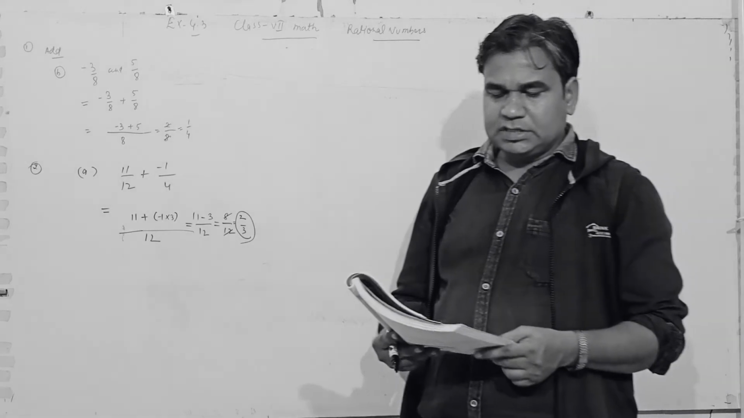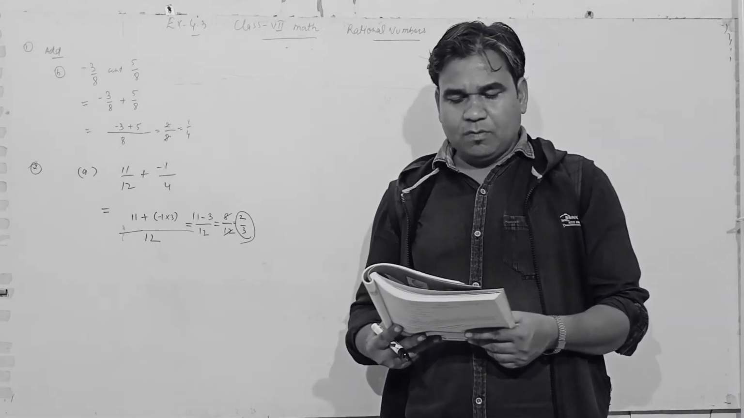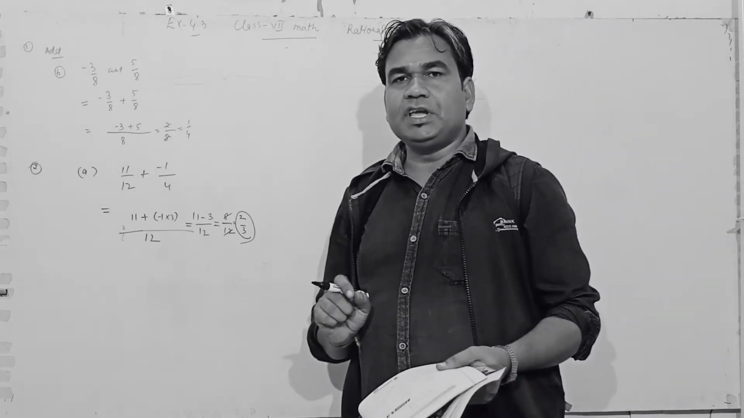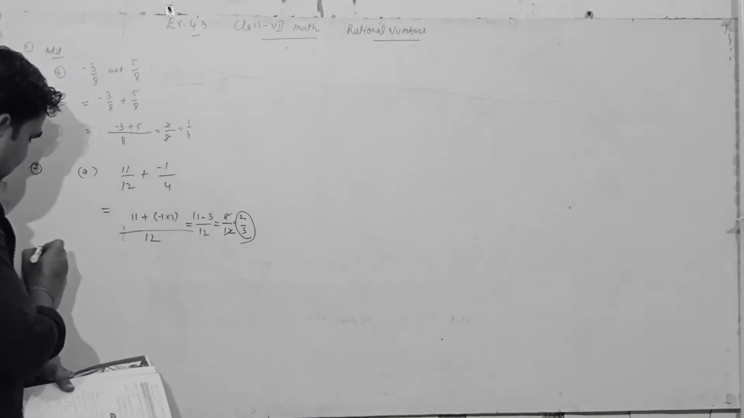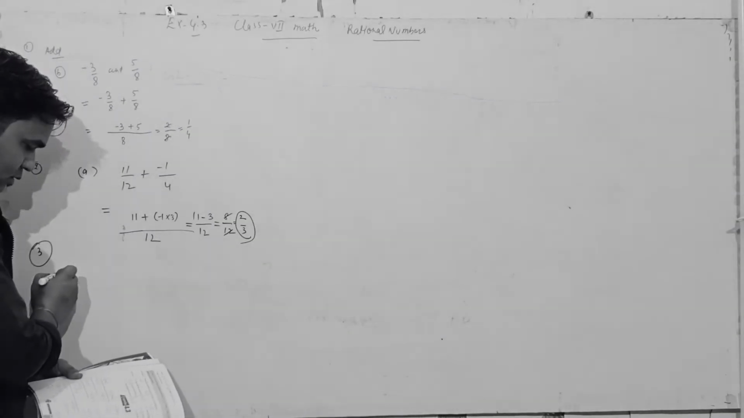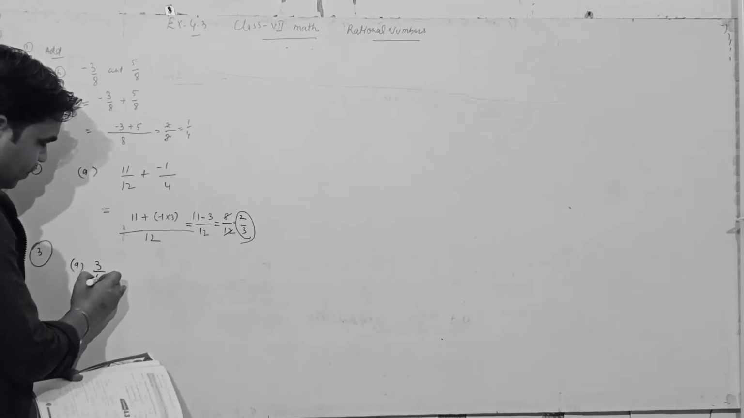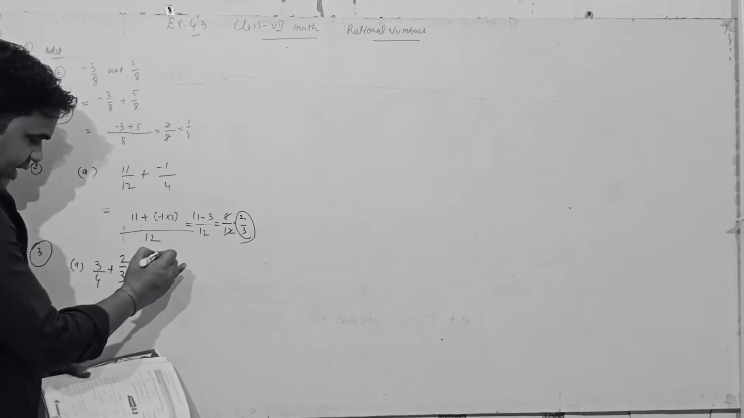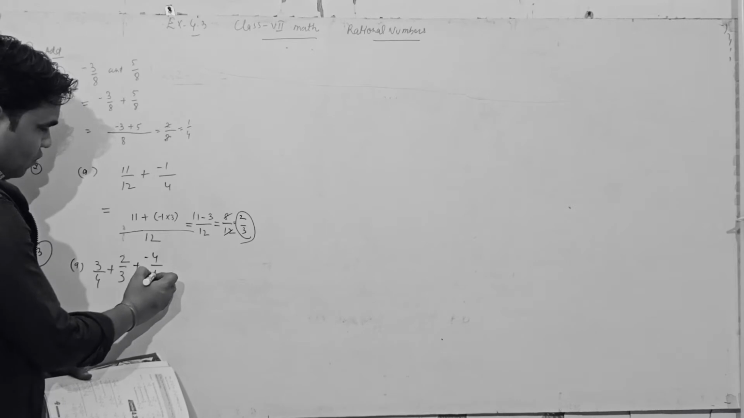And in question 3, express the sum in the form of p over q. Let me see, students, question number 3 A part: 3 over 4 plus 2 over 3 plus minus 4 over 5.